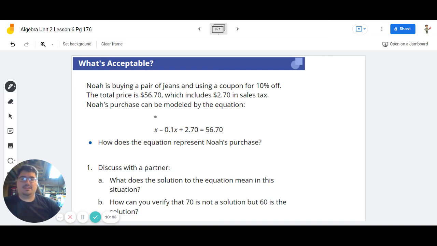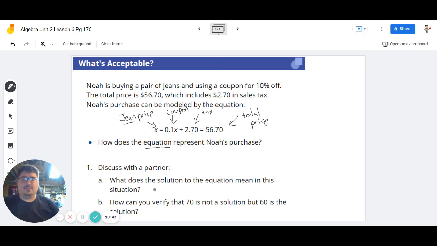Well, here is the original jeans price. Here is the coupon. Here is the tax. And here is the total price. So labeling all of these is going to be really important for us. So that's how the equation represents it. We have each of the parts, right? The jeans, how much the jeans cost, the coupon, the tax, and the total price. So while you don't need to discuss with a partner, you can.